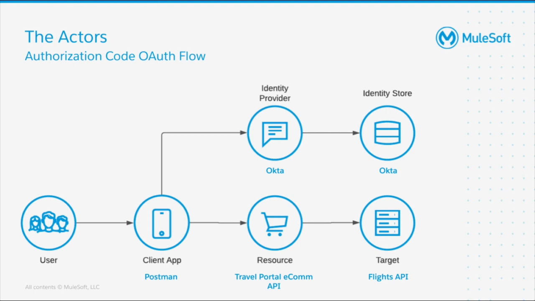For simplicity's sake, I'll use Postman as the client app. This would normally be a mobile app, web app, or other API consumer. The resource in this case will be a Mule proxy that's secured by API Manager for searching for flights for a travel portal. After everything is configured, the OAuth authorization code dance will look something like this.